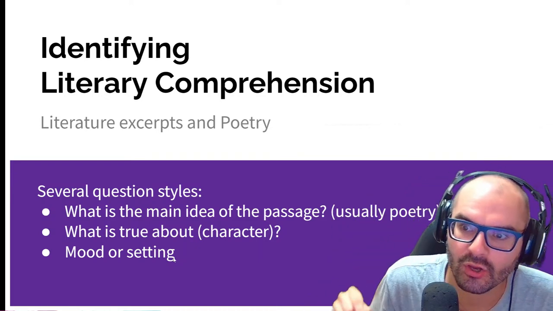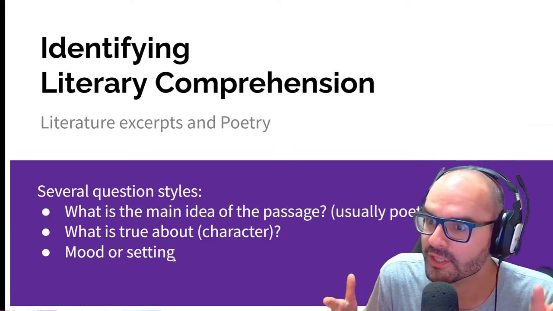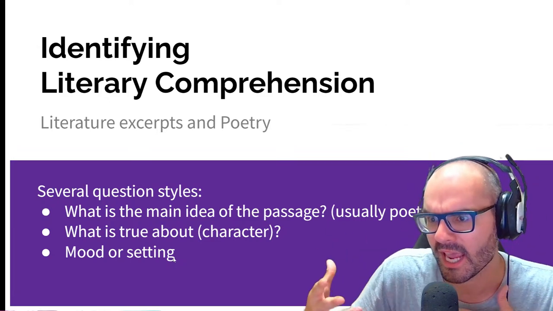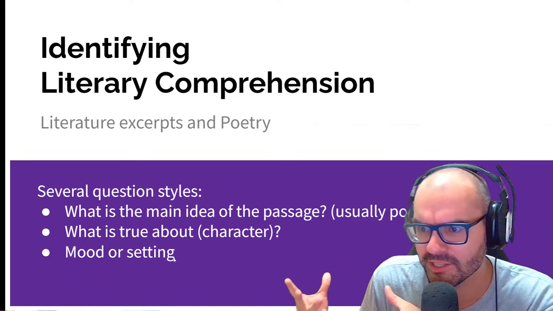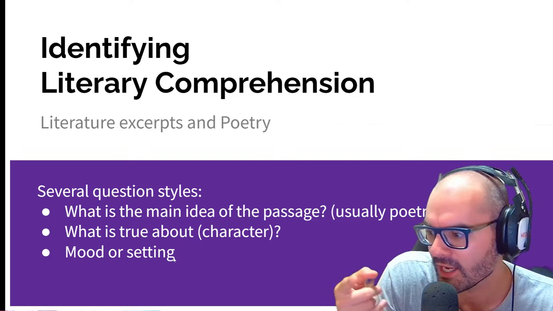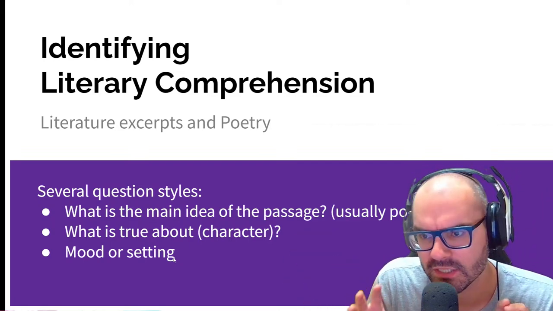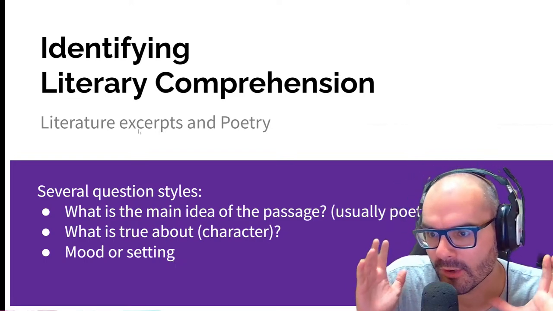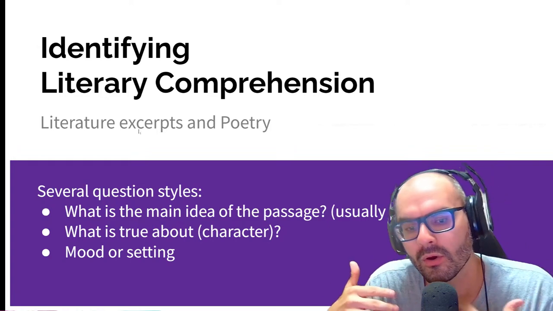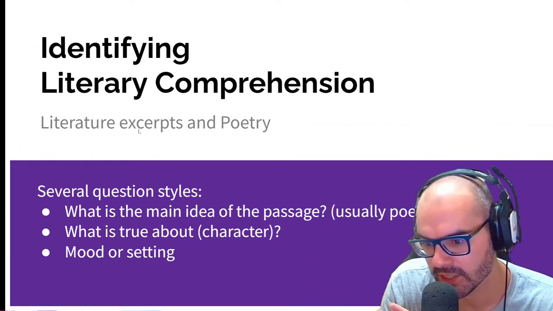So they'll say, okay, this literary critic has pointed out that this poem evokes a very sad mood. Which of the lines best support that analysis? And then you would say, which lines look really sad? And then you put them in. So there's a few different ways these questions can be presented. It's either going to be a quick excerpt from a book or a short story, or it's going to be a poem. So we're going to see a little bit of both in these examples.